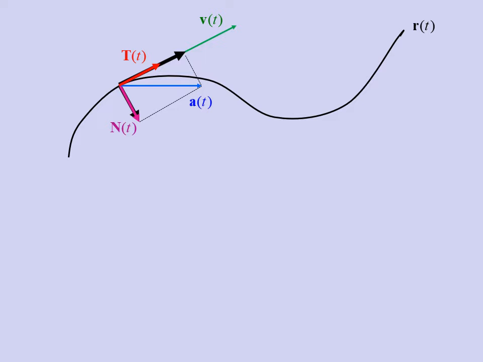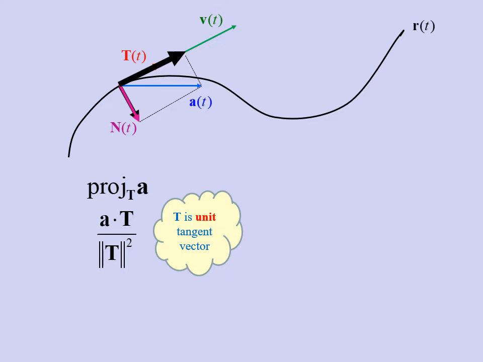Now we're interested in actually what's called the principal unit normal vector, which is the one that is pointing towards the inside of the curve. Now the component that's in the direction of the unit tangent vector is actually the projection of the acceleration vector onto the unit tangent vector. By definition, the projection of A onto T is the dot product of A and T divided by the magnitude of T squared. Well, since the magnitude of T is 1, that's just A dot T.